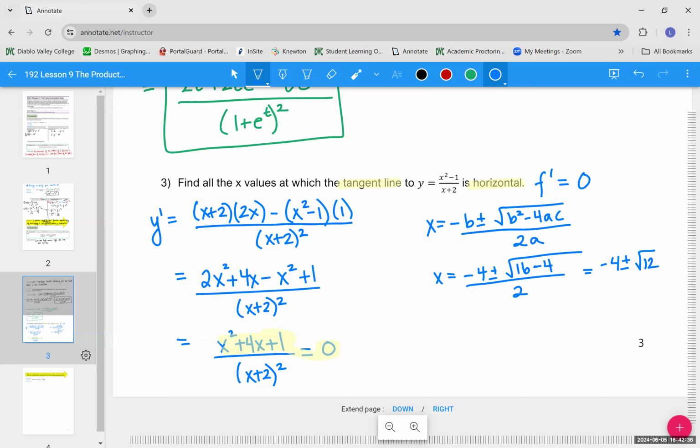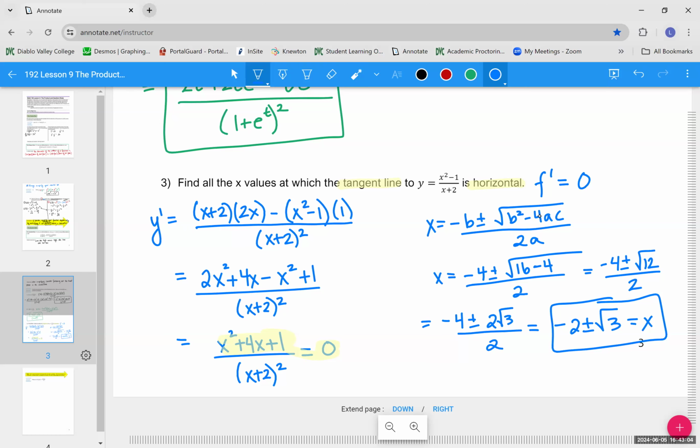So I've got 12 under the square root, which of course is 4 times 3, so I can square root the 4. And then if I just divide the 2 into both of these, it's got to be both, I'll have -2 plus or minus the square root of 3. So it looks like those are going to be my x values where my derivative is equal to 0.